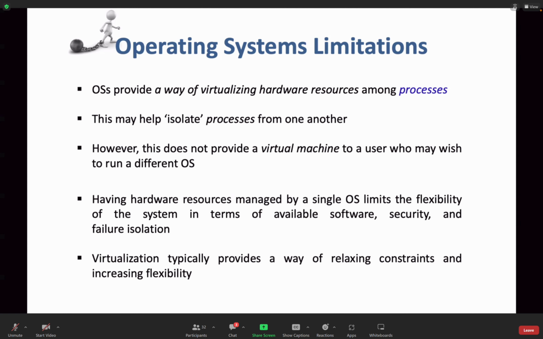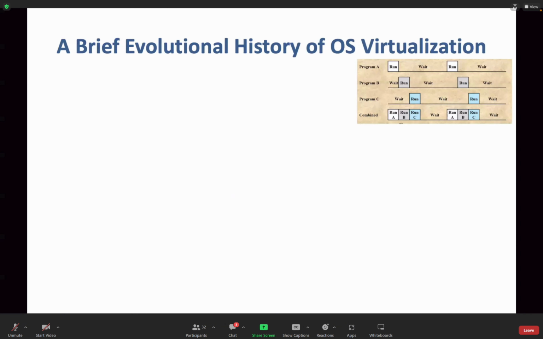And virtualization here can actually go below the operating system level. So the operating system can sit on top of this virtualization layer and provide more flexibility. Feel free to ask questions as we go. Okay.